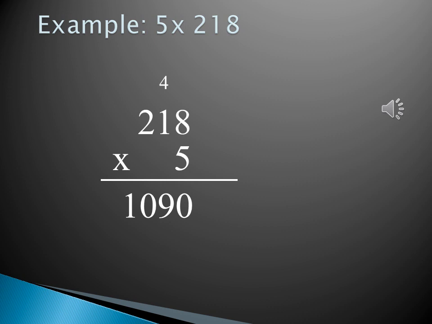Then 5 by 1, 5. Then I will add 4 to the answer I got. Again 5 by 1, 5. 5 plus 4 equals 9. Then 5 by 2 equals 10.